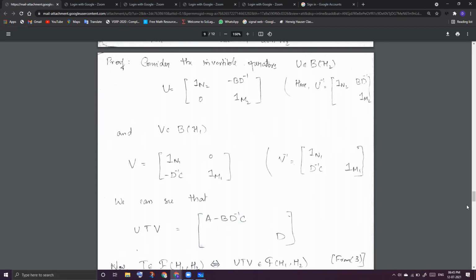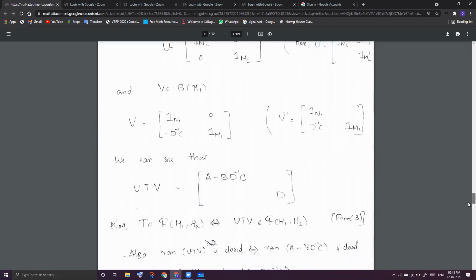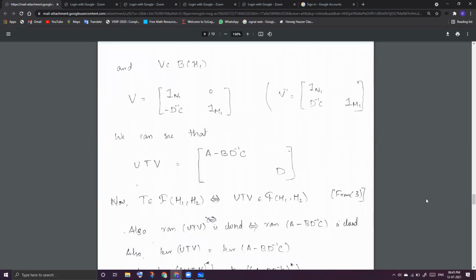So we had proved earlier that if U and V are invertible, then UTV is Fredholm if and only if T is Fredholm. So that is what we use here. And also, the range of UTV is closed if and only if the range of A minus B D inverse C is closed.